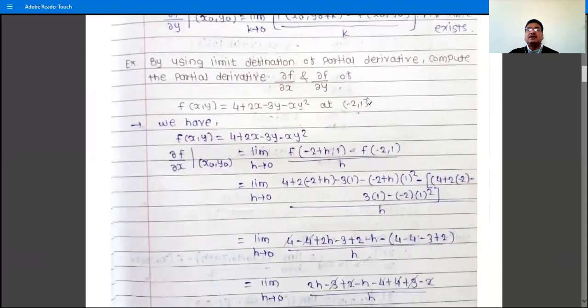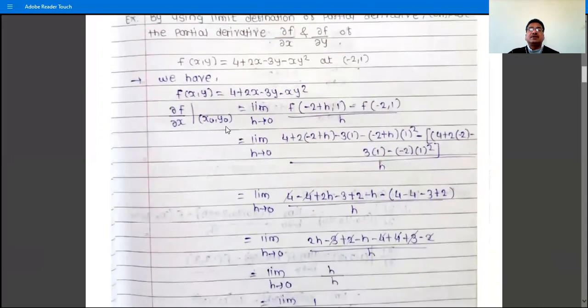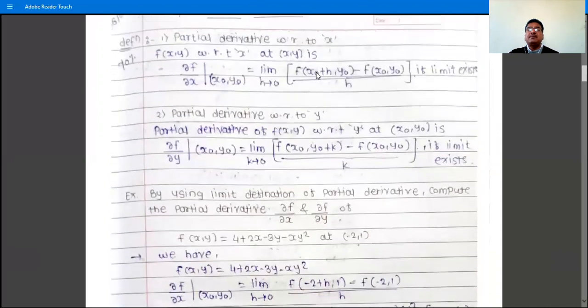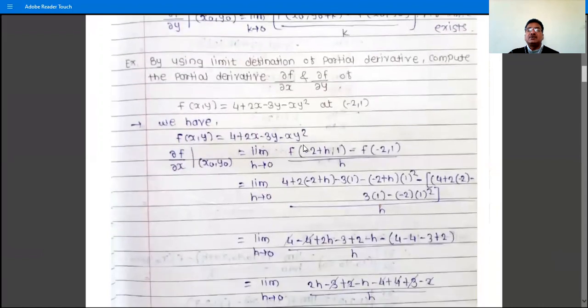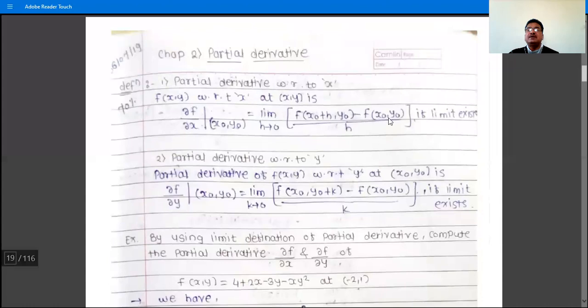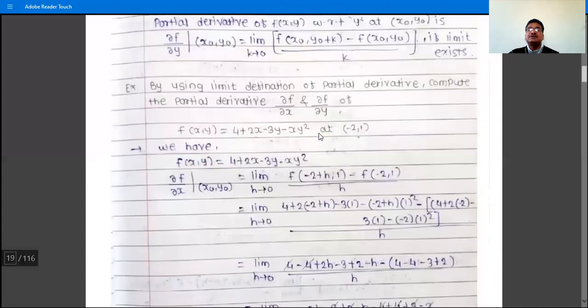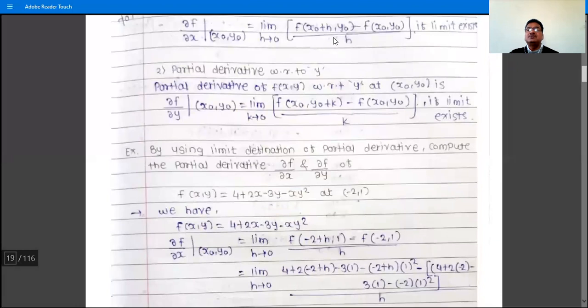This is the function, and we have to find the value at (-2, 1). So the values at (-2, 1), limit h tends to 0, where x₀ is -2 and y₀ is 1. So write this definition, f(x₀ + h, y₀), so x₀ means -2 plus h, 1, y₀ means 1, minus f(x₀, y₀) means (-2, 1), divided by h. So just write x₀ as -2 here, and y₀ as 1.